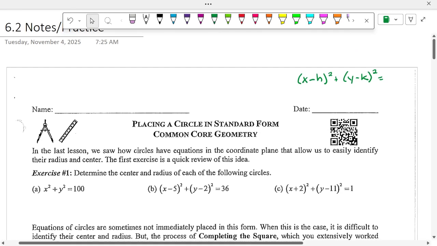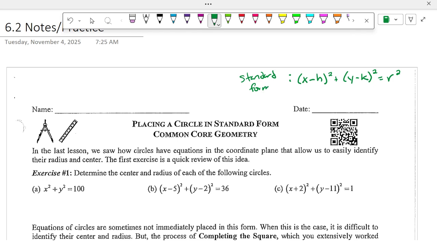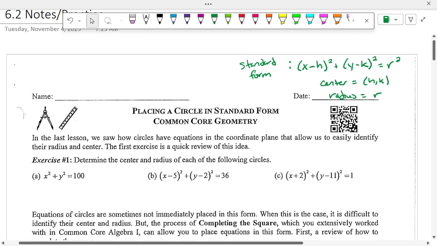So standard form is this. So this is the standard form of a circle. And remember, the center is equal to (h, k). Stop throwing stuff. And the radius is equal to r.